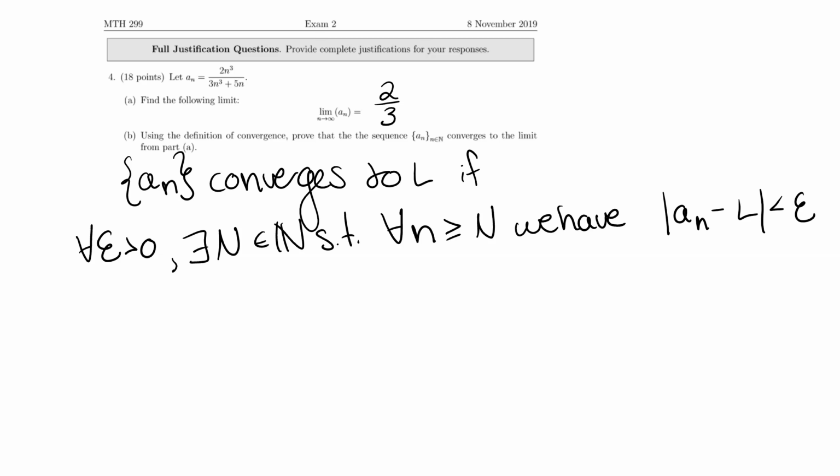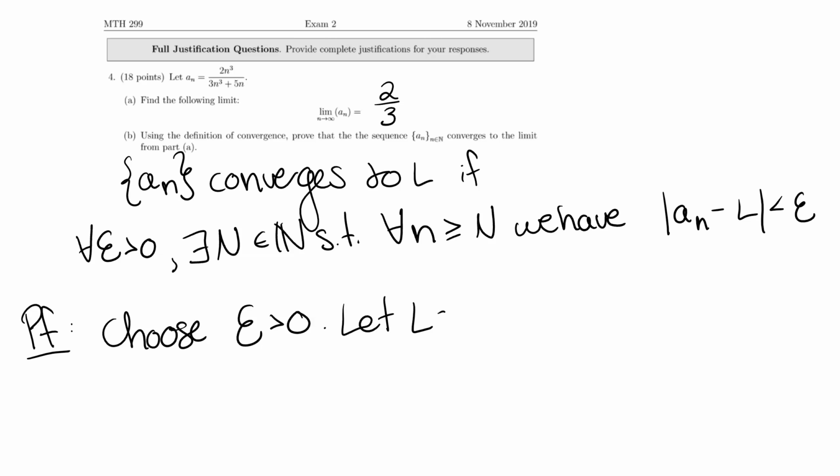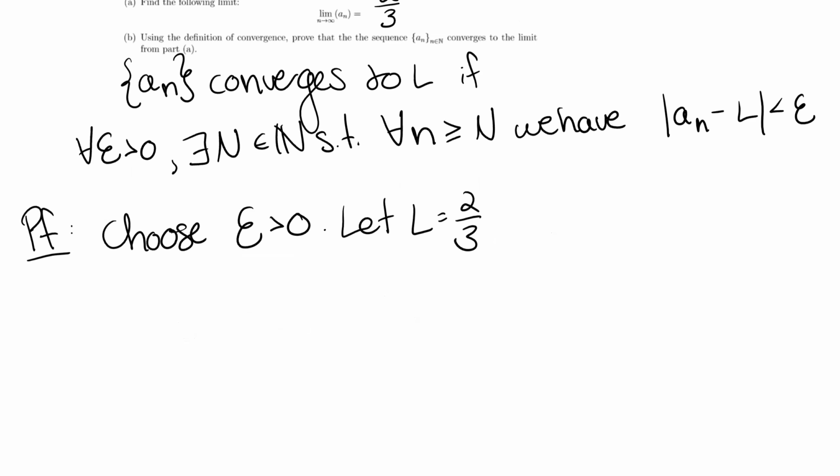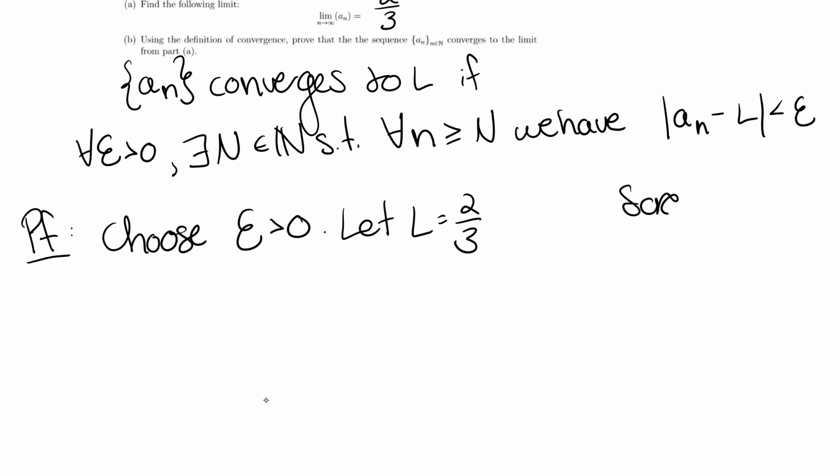Fantastic, okay. All right, so now let's start our proof. If you remember how we do these proofs, first we start by just choosing some epsilon. Choose epsilon bigger than 0, but we're thinking epsilon is very tiny. Okay, well, let L equal 2/3. And now I'm going to hop over to scratch work. All right, so what do I want to happen? I want a sub n minus 2/3 to be less than epsilon.